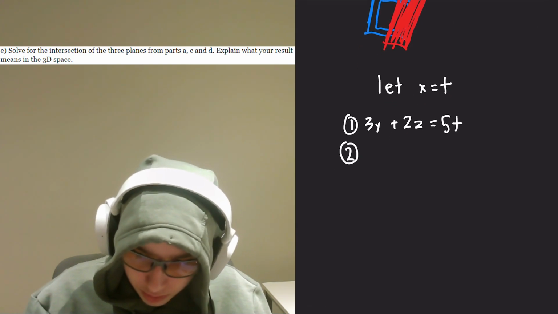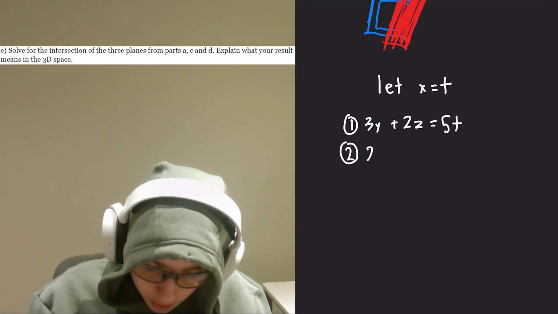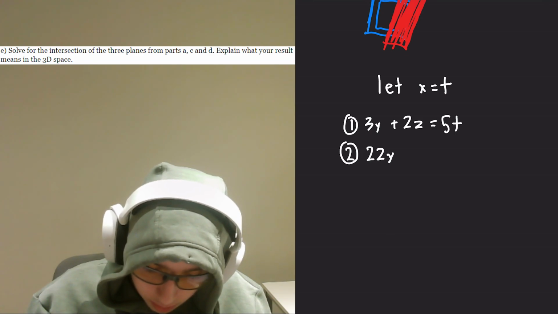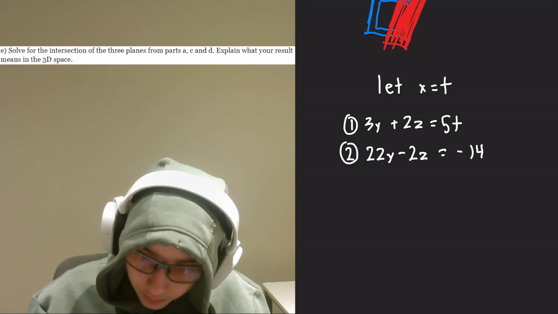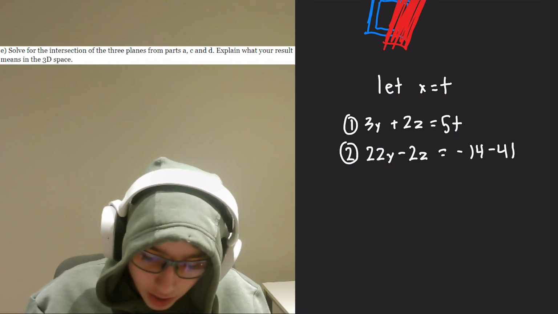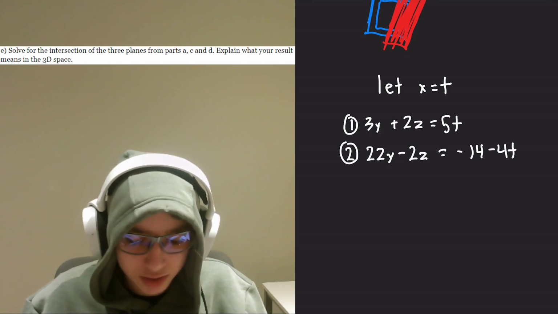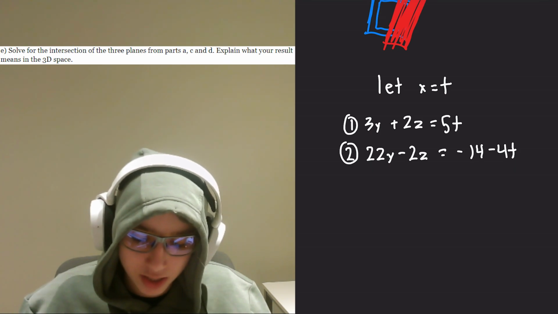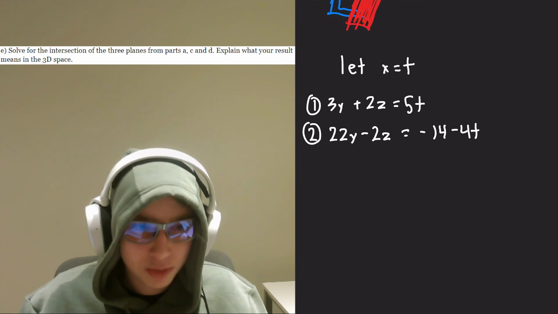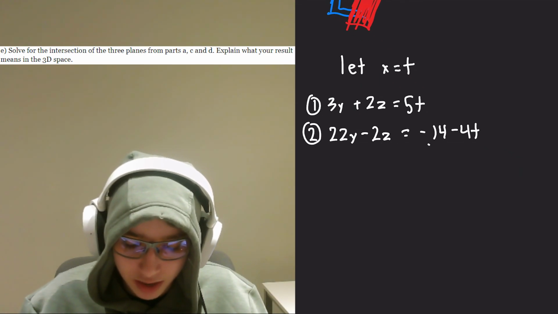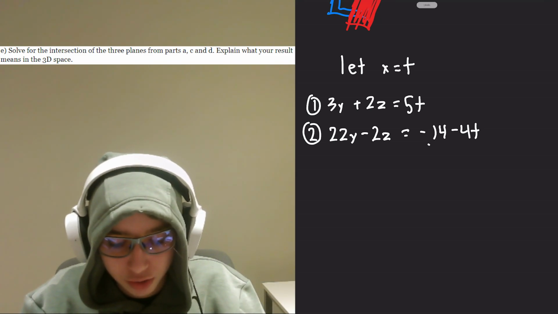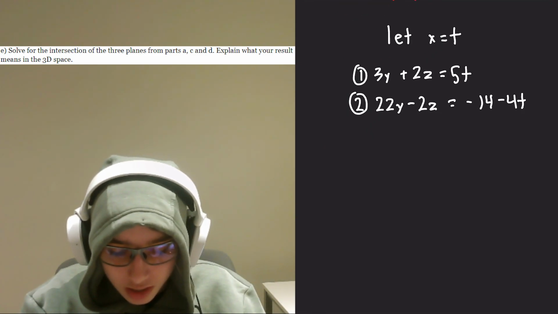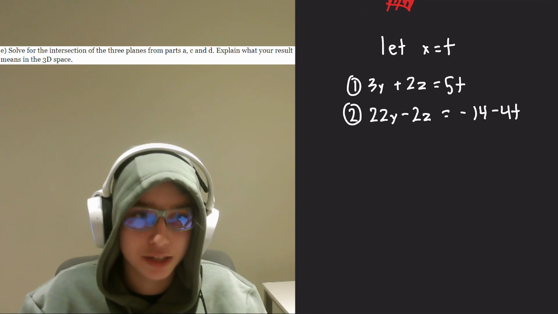So this becomes 22y minus 2z is equal to negative 14 minus 4t. I rearranged the equation. It looks a little different, and I basically rearranged it to isolate for almost a vector equation format. If you remember, it's the point minus the t value, so I just arranged it so it would look exactly like that.